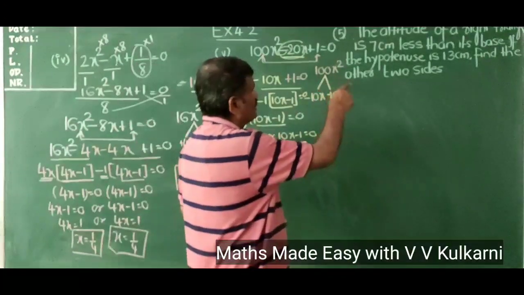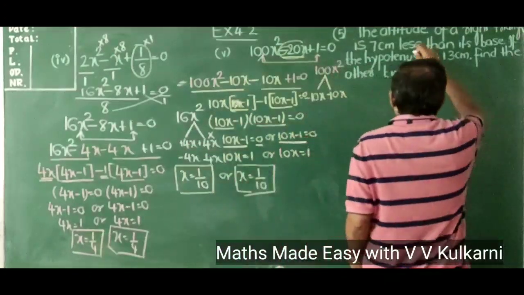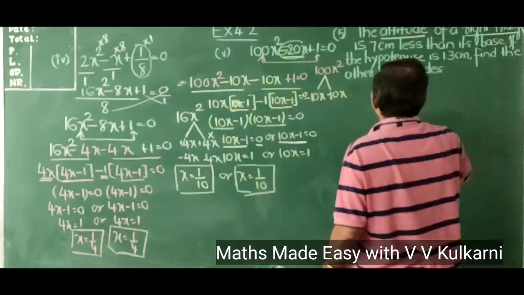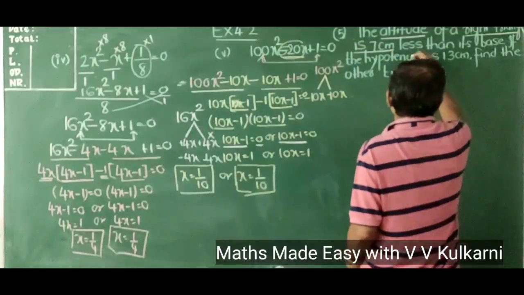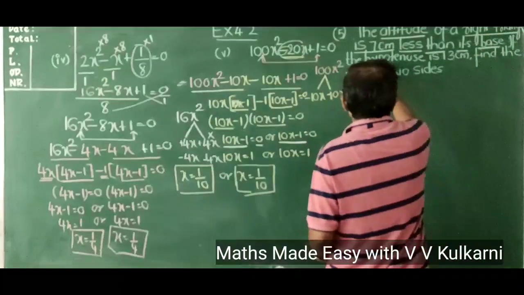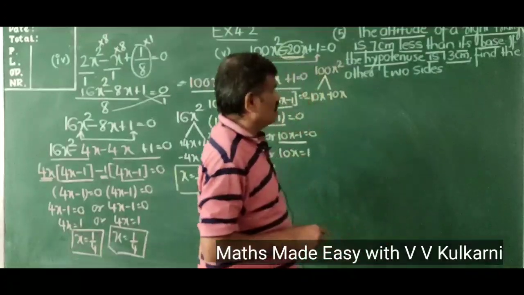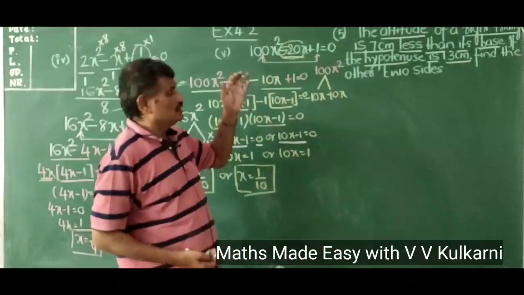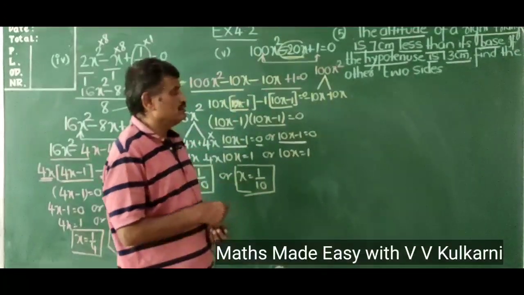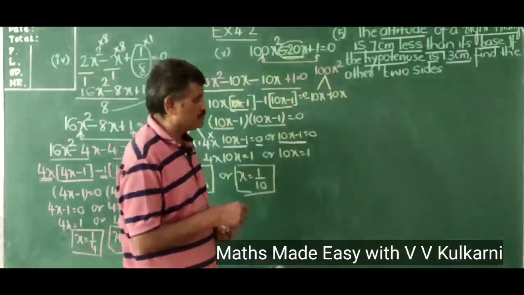The altitude of a right angle triangle is 7 centimeter less than its base. So this is the key word. I always keep on telling here, altitude of what? Right angle triangle. 7 centimeter less than its base. Then what about the hypotenuse? It is 13 centimeter. So find the other two sides. This is the question given to us.